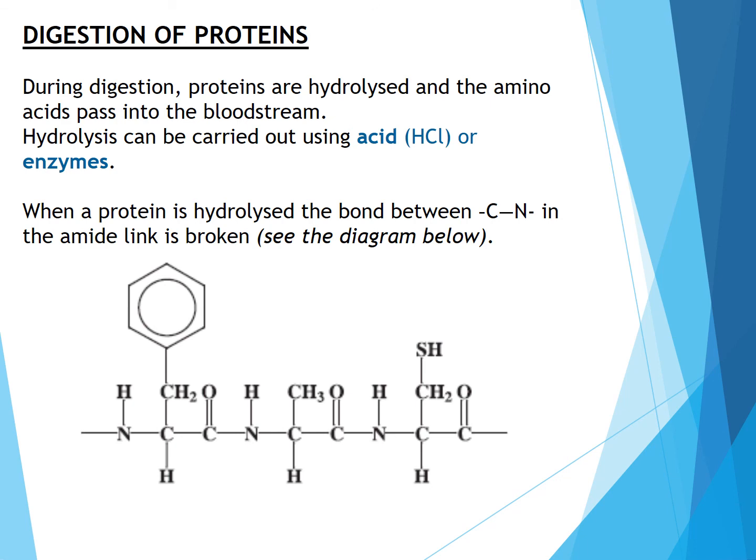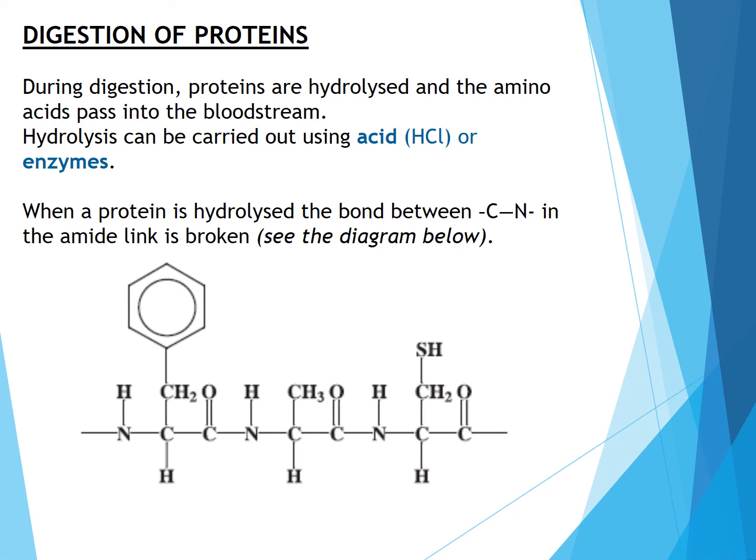When we eat our proteins, we obviously digest our food, or we hydrolyse the protein. When the protein breaks down, it breaks back into the small amino acid molecules. These can easily pass into the bloodstream. And this hydrolysis, this breakdown, is carried out using either an acid that acts as a catalyst or an enzyme, which is a biological catalyst.